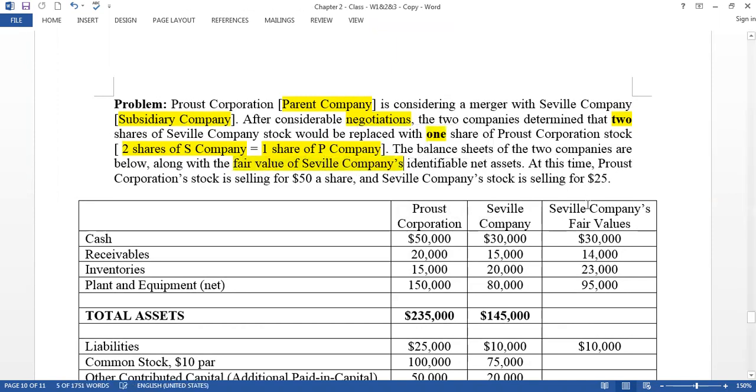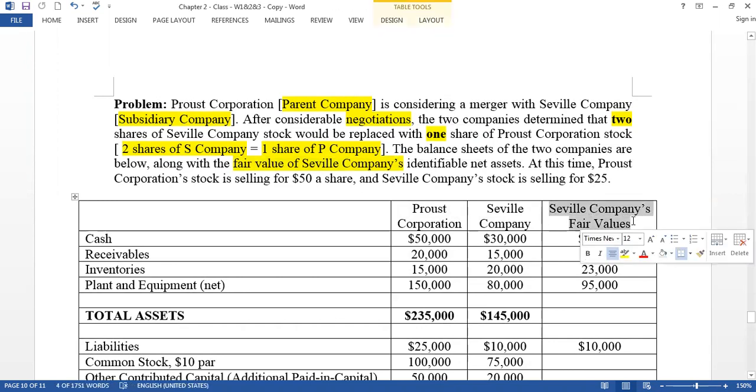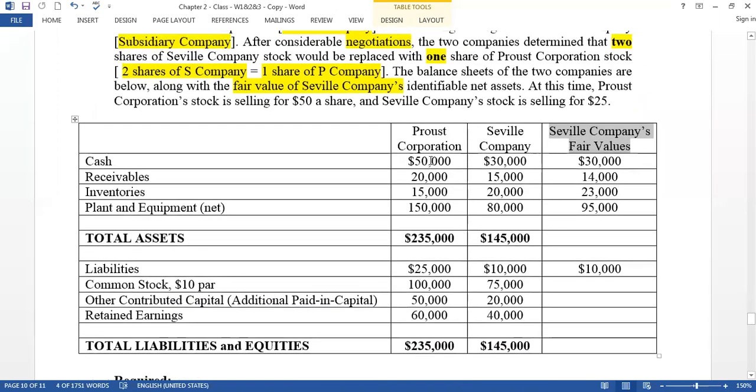So as we are going to buy the subsidiary company, we should know their fair market value, right? We don't need our own fair market value. We don't need this information. We need the fair market value of what we are going to buy. So we are going to buy the subsidiary company, and this is the fair market value of their assets. This is the fair market value of their liabilities.